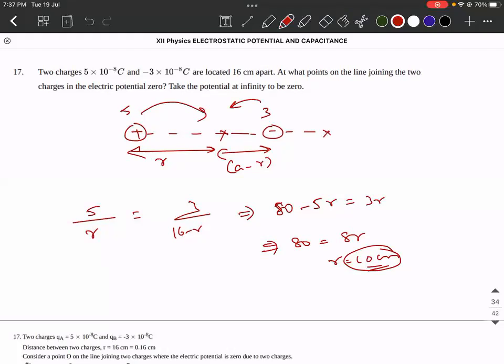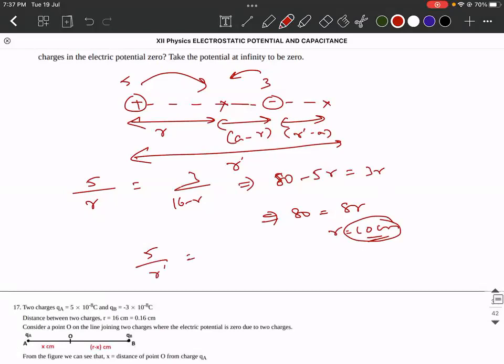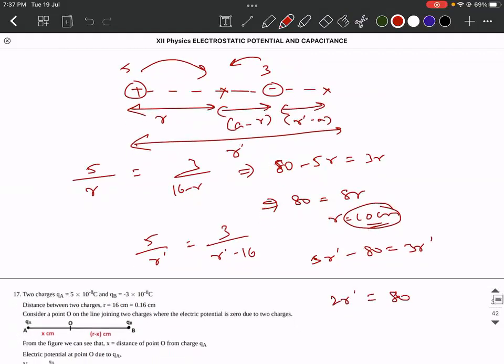On this side here, I'll call this R dash. This is R dash minus A. So 5 divided by R dash is equal to 3 divided by R dash minus A, that is R dash minus 16. So 5 R dash minus 80 is equal to 3 R dash. So 2 R dash is equal to 80, you will get 40.